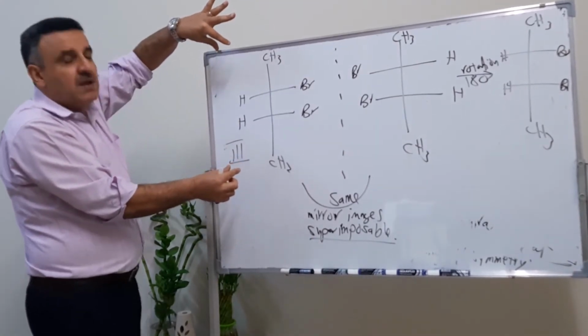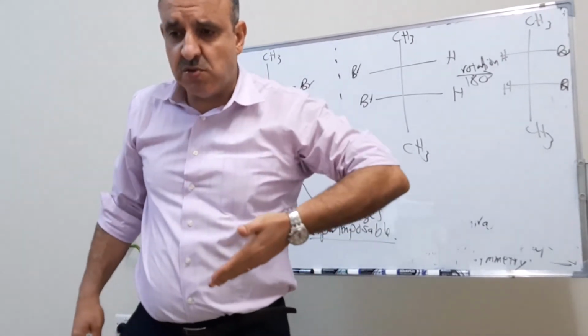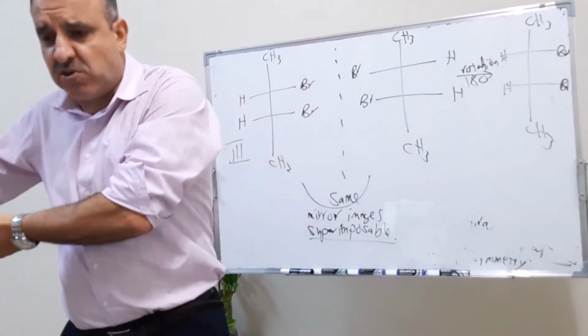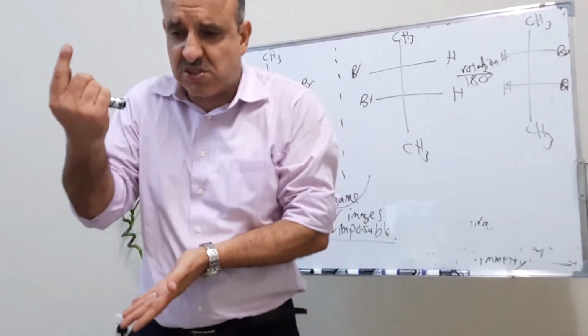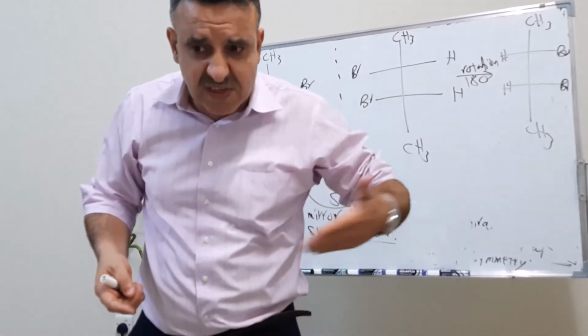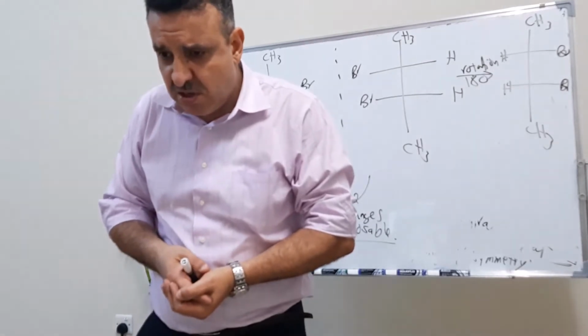What do you see? They are superimposable. So therefore, there is no need to redraw or to draw the same structure twice or 3 times or 4 times, because the same structure we draw it only once. We only draw different structures if they are different. But if they are the same, then we don't draw it. There's no need to draw it more.